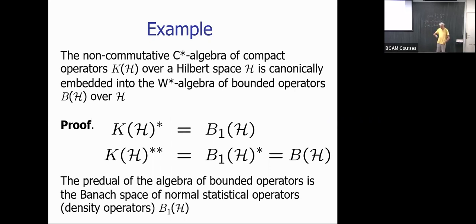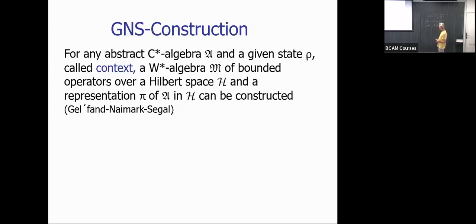So all the time, when we talk about the algebra of bounded operators over a Hilbert space, we were already talking about W-star algebras and not simply about C-star algebras. Well, now I have already mentioned the representation theorem relies on the so-called GNS construction, the construction that Gelfand, Neumark, and Segal have suggested for their proof.